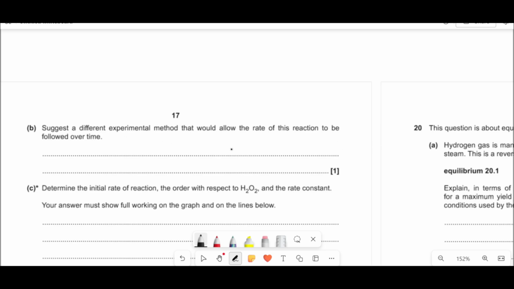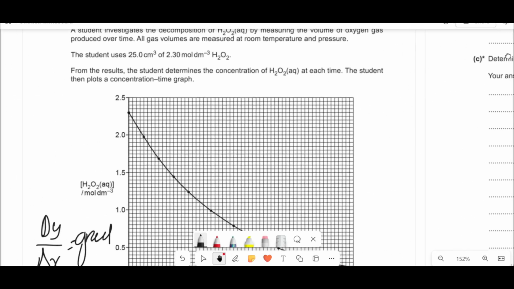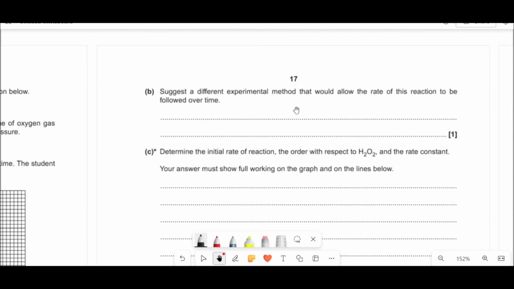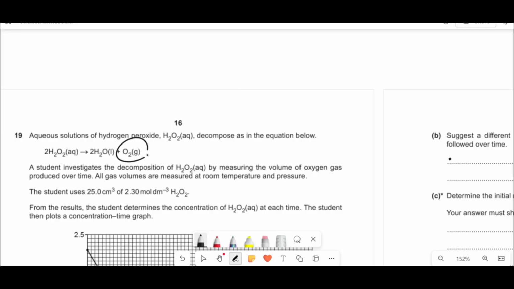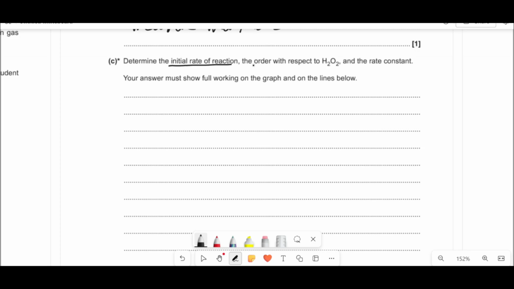So just a different experimental method that would allow this rate of reaction to be followed over time. Again, when you're looking at rates, you're looking at the change in something over the change in time. So they're measuring concentration. I think what they do is they're working out the volume of gas every single time as well. So instead, what I could do is say, well, if they're making gas, they're going to lose mass, aren't they? So then we can measure mass loss.